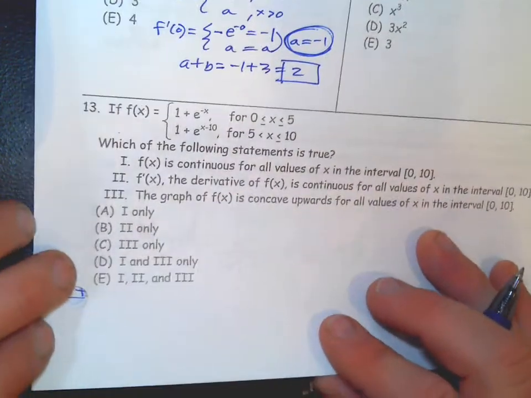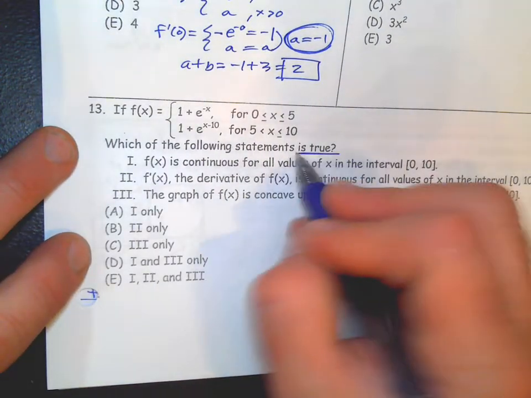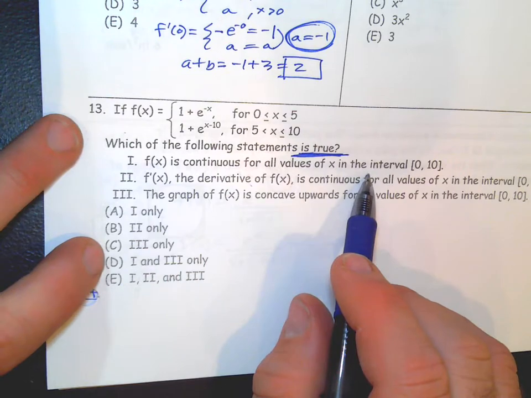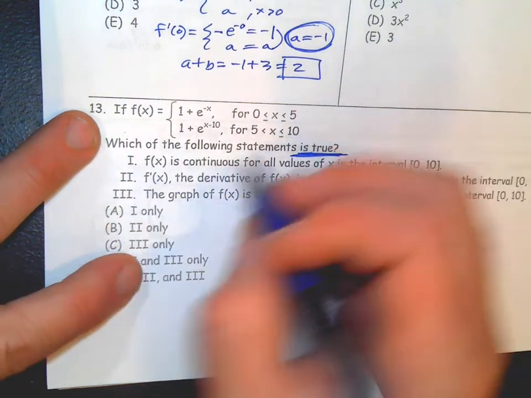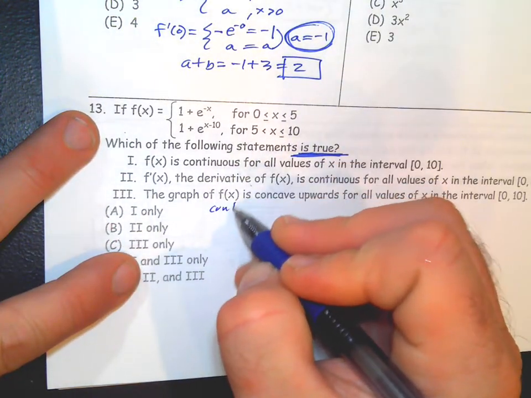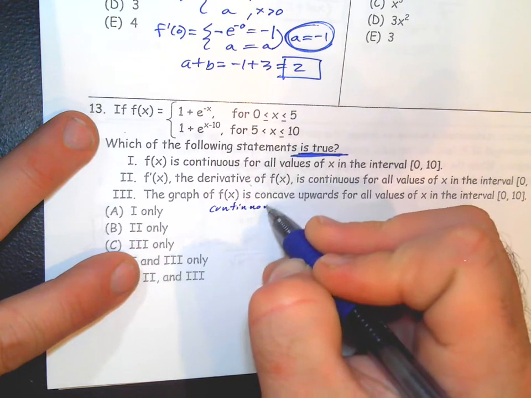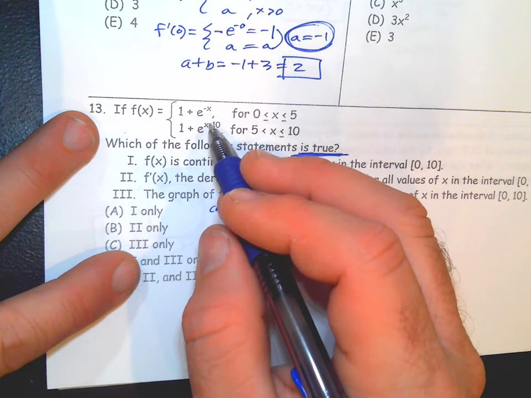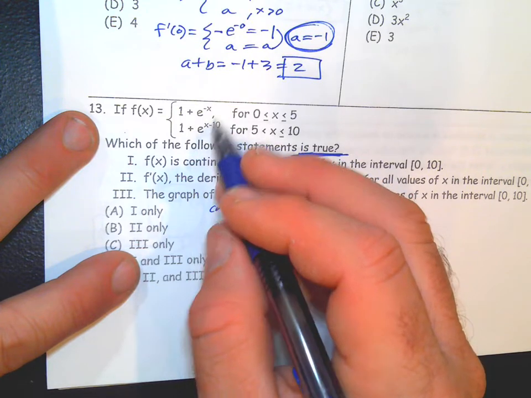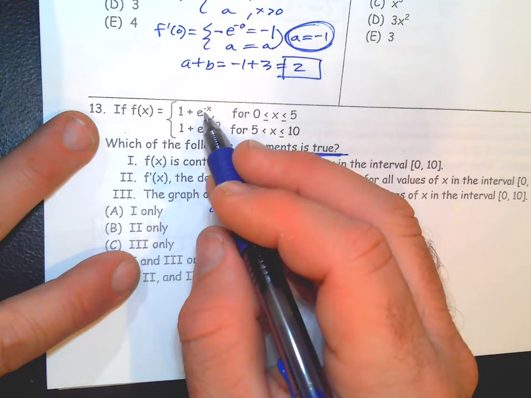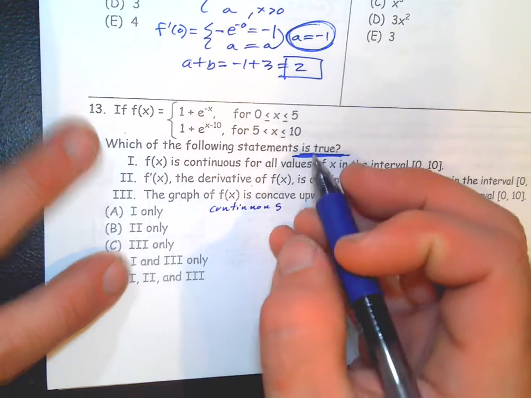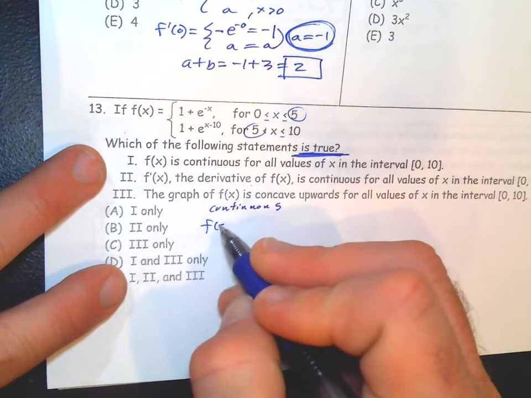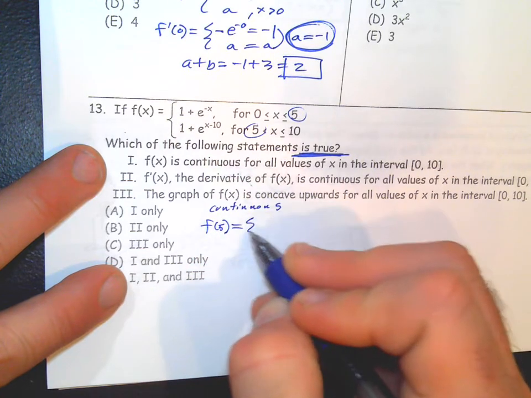13, you have another piecewise function. It says which of the following statements is true, which means it's got to always be true. f is continuous for all values. Well, we could check just like we did. Is it continuous? Let's plug in the points. These graphs on their own, I think, are fine. This is just an exponential shifted up and to the right, and this is exponential decay. But the concern is at 5. Do they connect at 5?